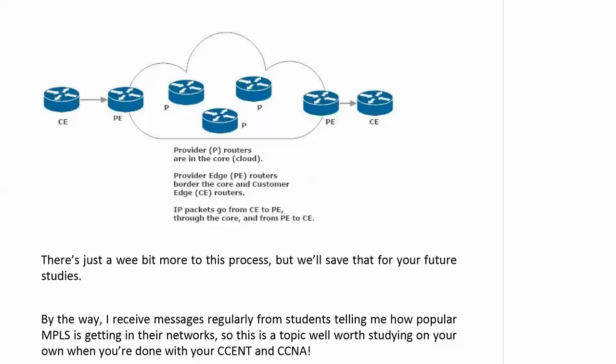If we were going from one router to another here, what we want to do is get the IP packets from one CE to another CE. But on the way, they're going to go through a PE, and then some Ps here in the cloud, and then another PE at the other edge of the cloud, and then we've got the CE at the other end. There is just a wee bit more to this process, as you would expect, but that's definitely something to save for your future studies. And again, if you're looking for something to specialize in down the road, studying MPLS, I think, is a really good way to go.